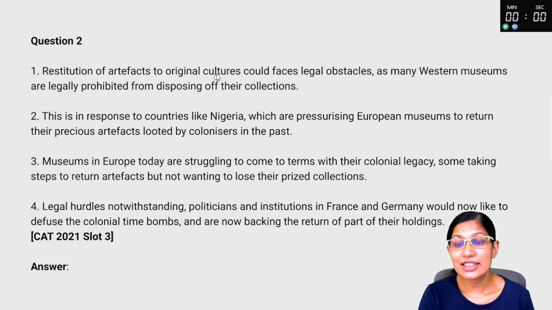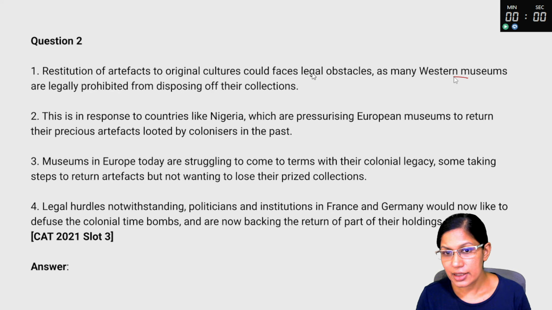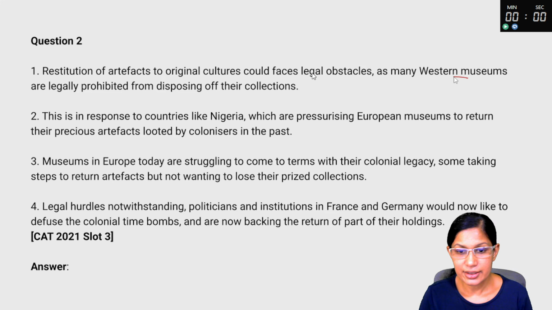Restitution of artifacts to original cultures could face legal obstacles. So we are understanding that these Western museums could face legal obstacles if they are trying to return artifacts to original cultures. So this is speaking about a problem, but the context is not very clear here, right? So which is the sentence which is making the context here?